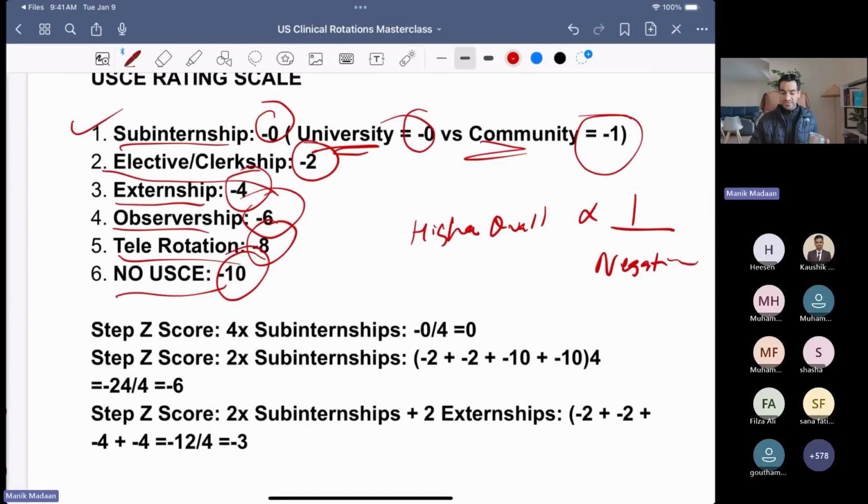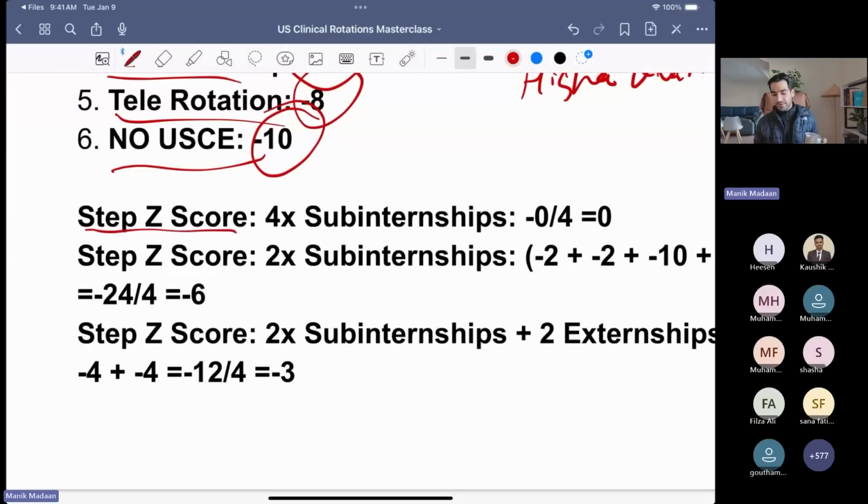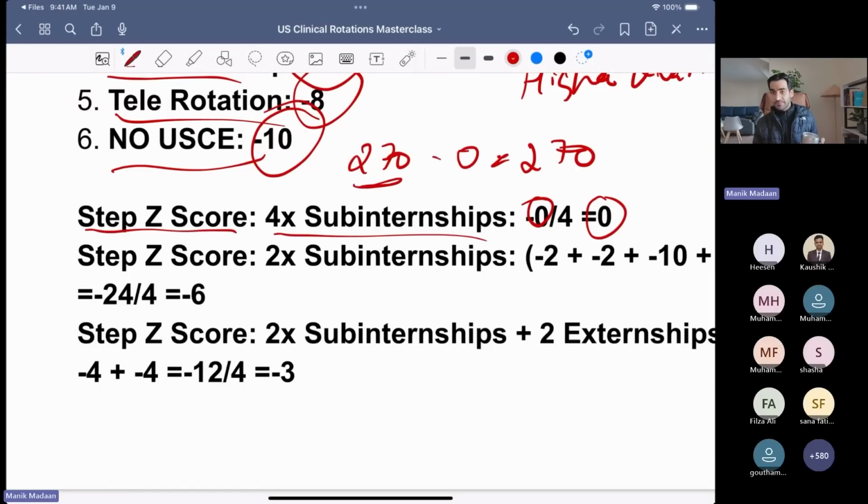To explain this further, for example, your STEPZ score, right? And let's say you have a 270. You have done 4 sub-internships, right? So a sub-internship has a -0 score. So if we take an average, -0/4 is 0. So you get a -0 out of this. You get a 270 on your STEPZ score, right?